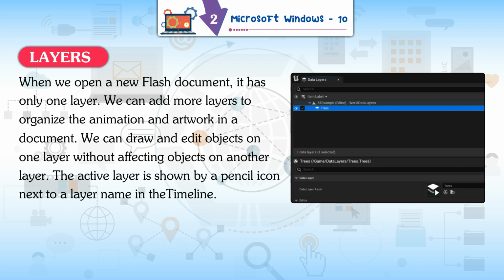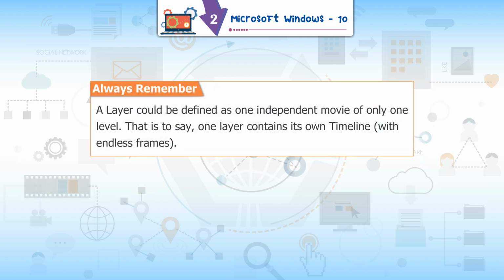When we open a new Flash document, it has only one layer. We can add more layers to organize the animation and artwork in a document. We can draw and edit objects on one layer without affecting objects on another layer. The active layer is shown by a pencil icon next to a layer name in the timeline.